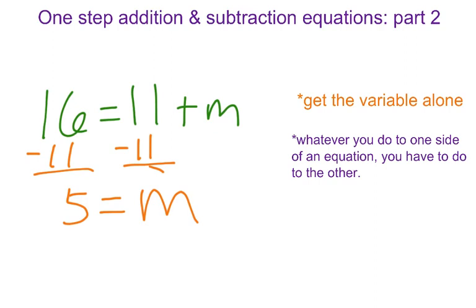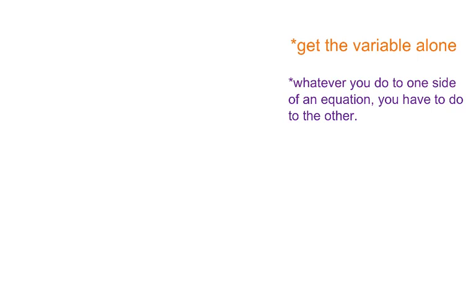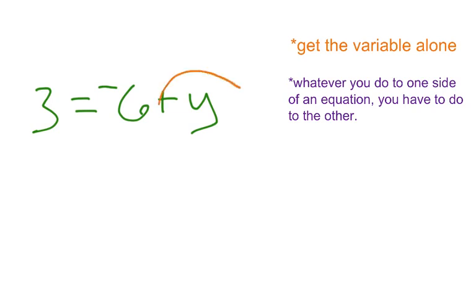So one more slightly different example. The rules are still the same. I want to get the variable alone, and I need to do the same thing to both sides of the equation. So let's say I have 3 equals negative 6 plus y. This time again, my variable is a positive variable. That addition sign there is really just saying that I have a positive y. Not really going to change much of anything.